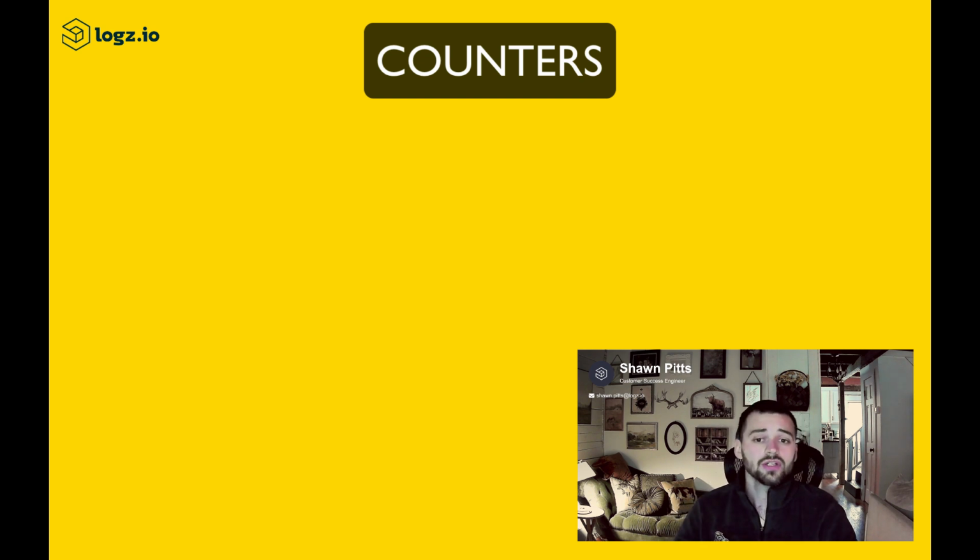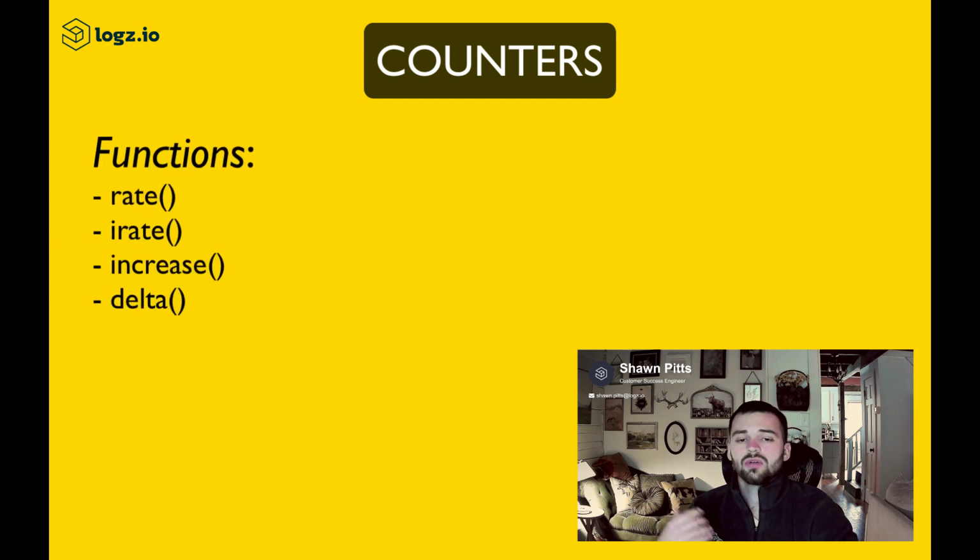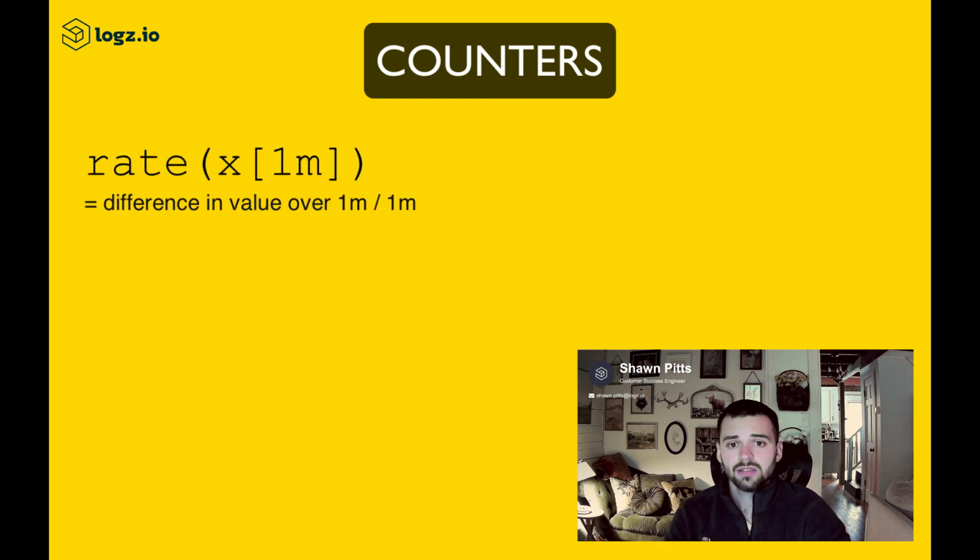Now, counters offer functions to us that allow us to compute these values and pull meaningful data out of the counter, such as rate, irate, increase, and delta. Now, I'm going to create a further video on the rate function because it truly is one of the best things about Prometheus. For example, if we were taking the rate of x over 1 minute, what that's really doing is calculating the difference in value over 1 minute divided by 1 minute.